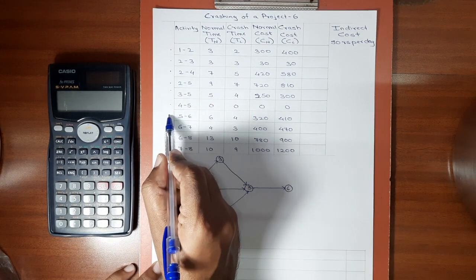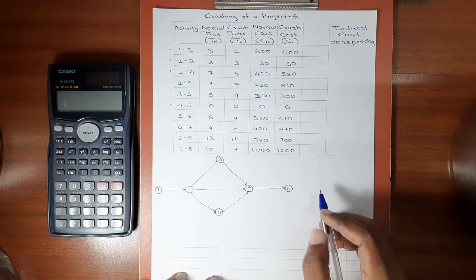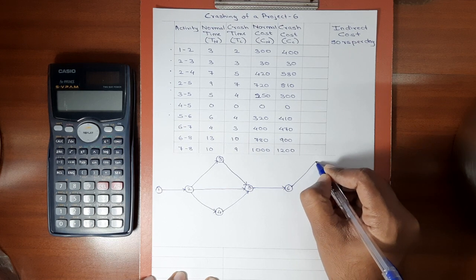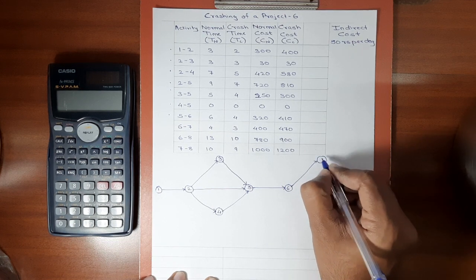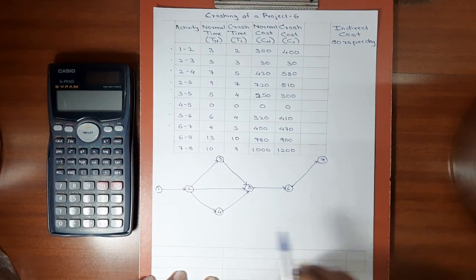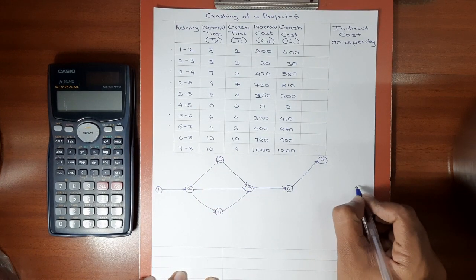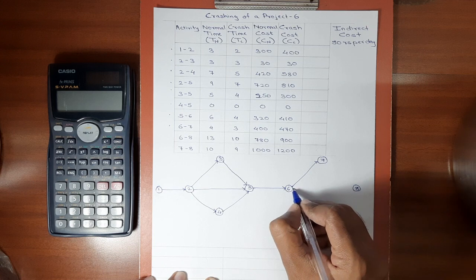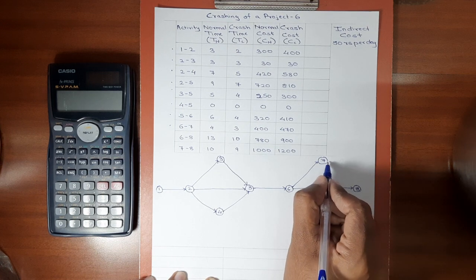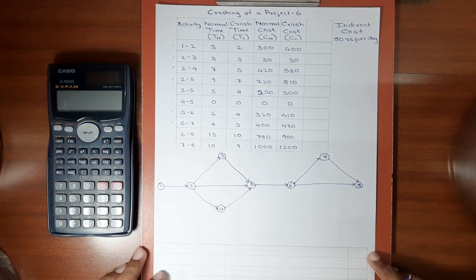Then we have 6, 7, 6, 8. 2 arrows will be coming out from the 6th node. Here we'll keep the 7th activity. 6, 7, 6, 8 and 7, 8. 2 arrows will be attached to the 8th node, so we'll keep it in the middle. 6, 8 and this will be 7, 8. Okay, the network diagram is complete.